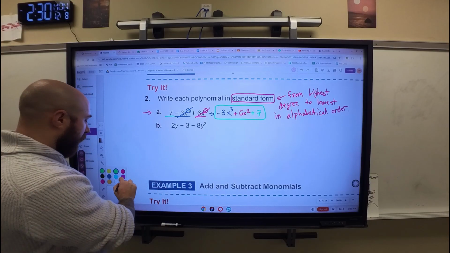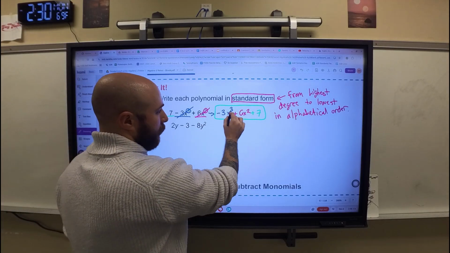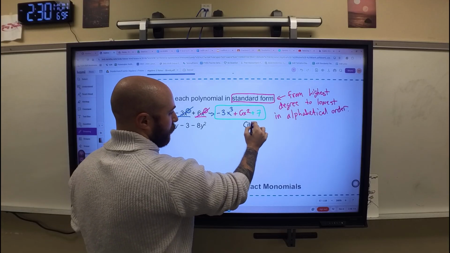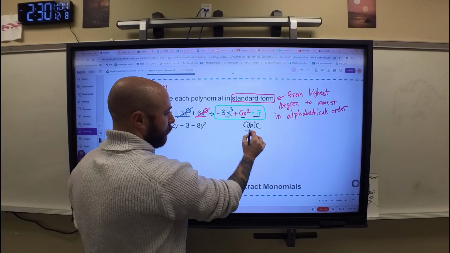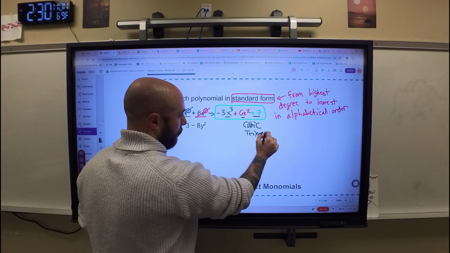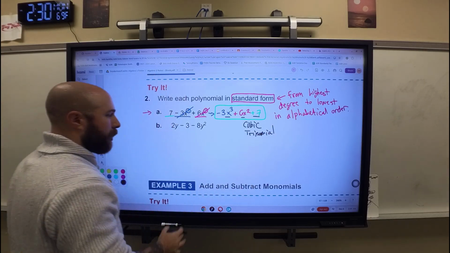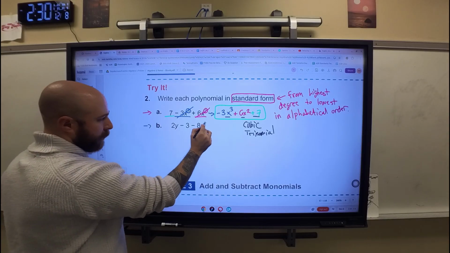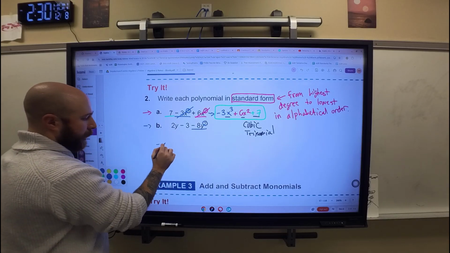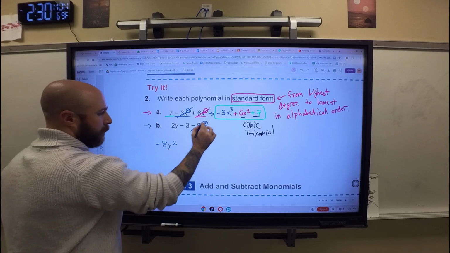Now I know it doesn't say it, but we can classify this. This has an exponent of 3, so we know it's cubic. It has 3 terms, so we know it's a trinomial. If we do the same thing with B, look for the highest exponent of 2, so the negative 8y squared has to come first.